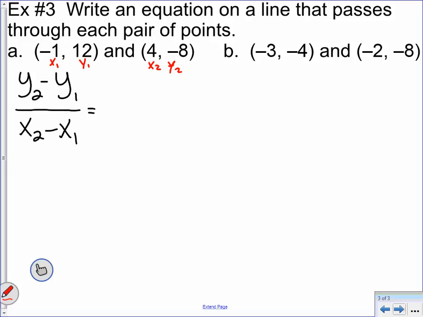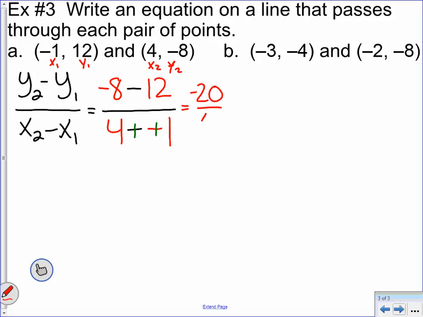So let's set this up. Negative 8, we will then subtract 12, over x2 is 4 minus negative 1. Remember, when you have two minuses back to back, that will become a plus. So negative 8 minus 12 is negative 20, over 4 plus 1 is 5. And if you divide those two numbers, you will get negative 4. So m is negative 4.